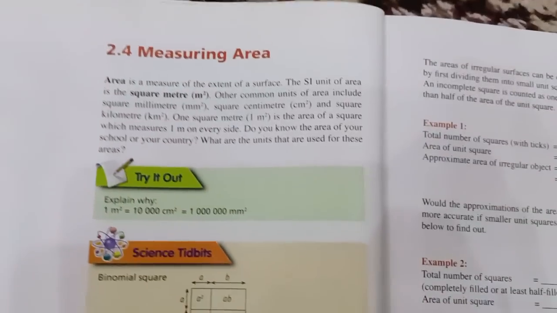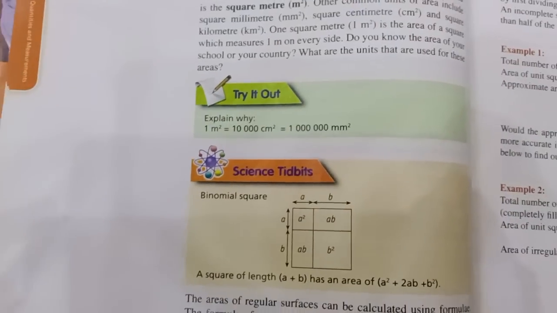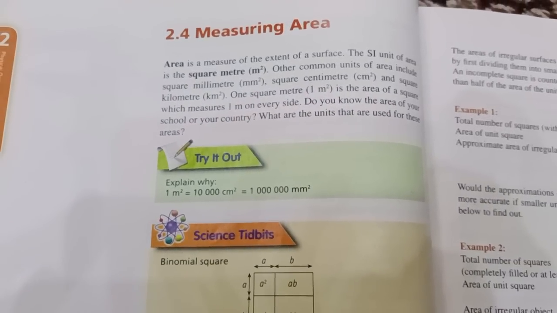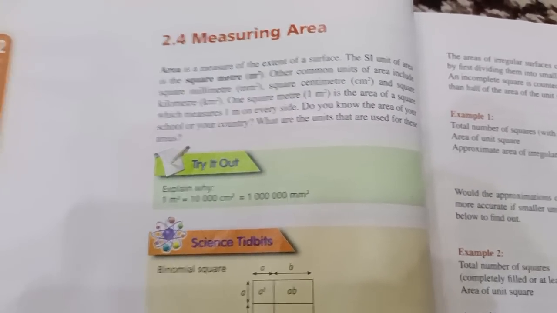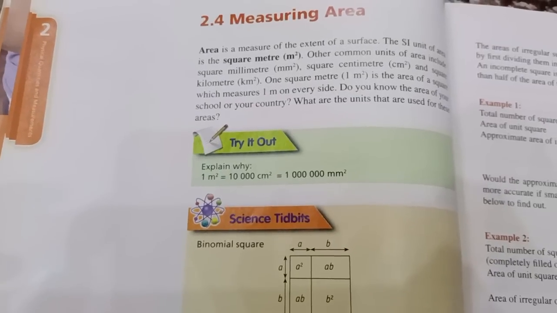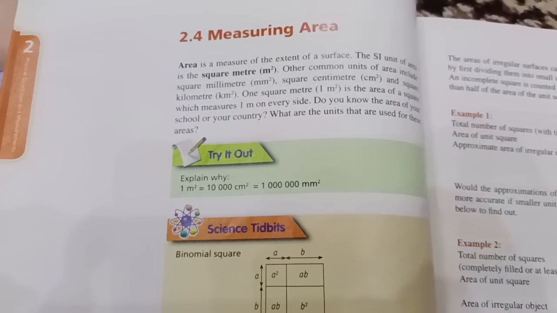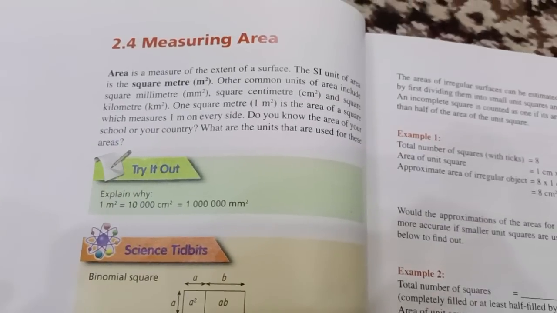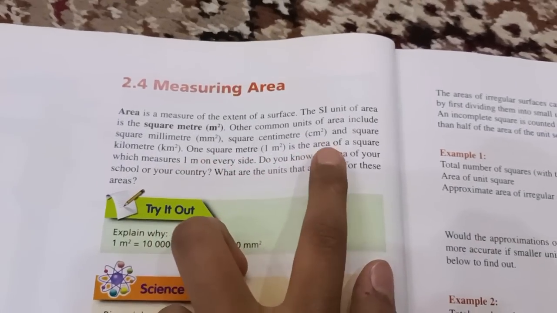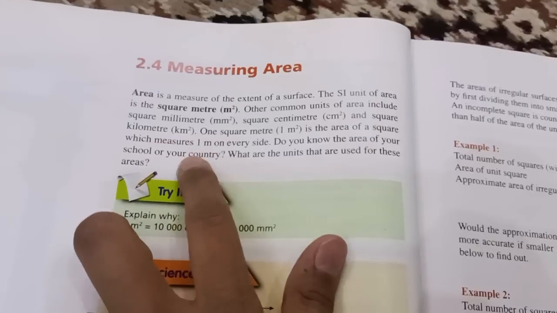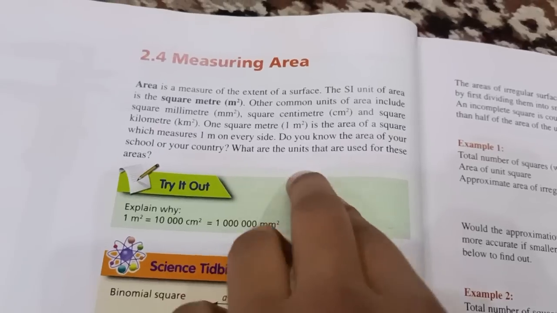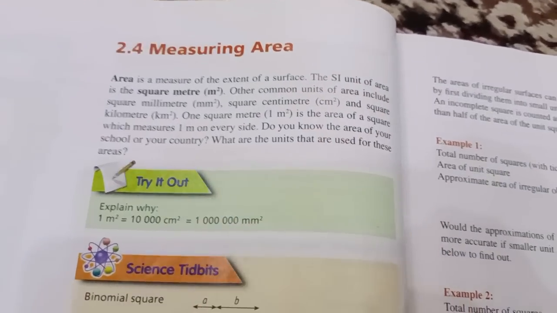Now, measuring area. Area is a measure of the extent of a surface. The SI unit of area is the square meter. Other common units of area include square millimeter, mm², square centimeter, cm², and square kilometer, km². 1 square meter is the area of a square which measures 1 m on every side. Do you know the area of your school or your country? What are the units that are used for these areas?